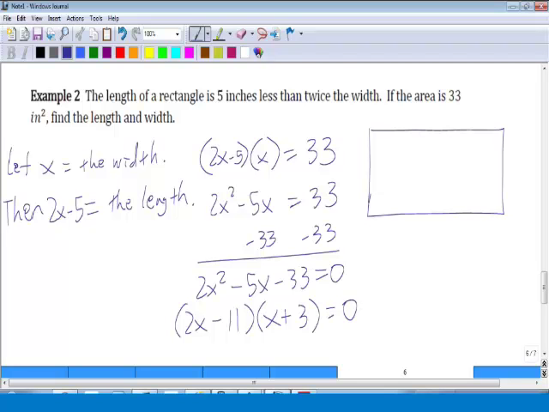Now the AC method is going to take longer, but it's a more sure method if you're sitting there wondering how in the heck did they come up with that negative 11 and positive 3? Honestly, I'm standing here wondering how you came up with that. I don't know if it's because I'm older and my brain doesn't work as fast as it used to, but I might have had to stand here and think about that for a while before I came up with those.